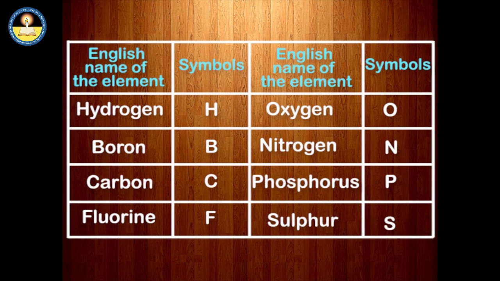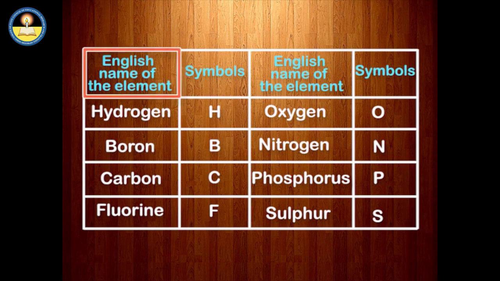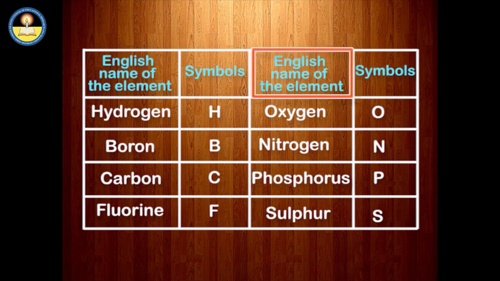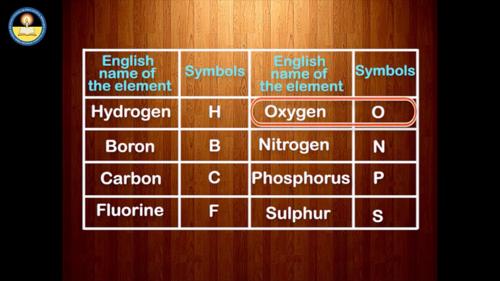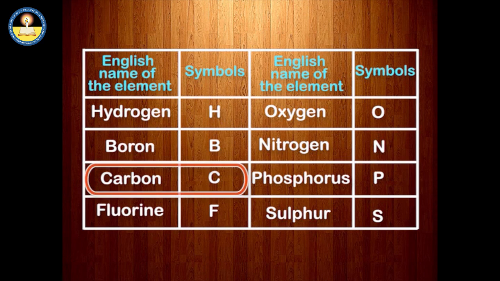Let us have a look at symbols of elements represented by only the first letter of the English name of the element. English name of the element, symbols: hydrogen H, oxygen O, boron B, nitrogen N, carbon C, phosphorus P, fluorine F, sulfur S.